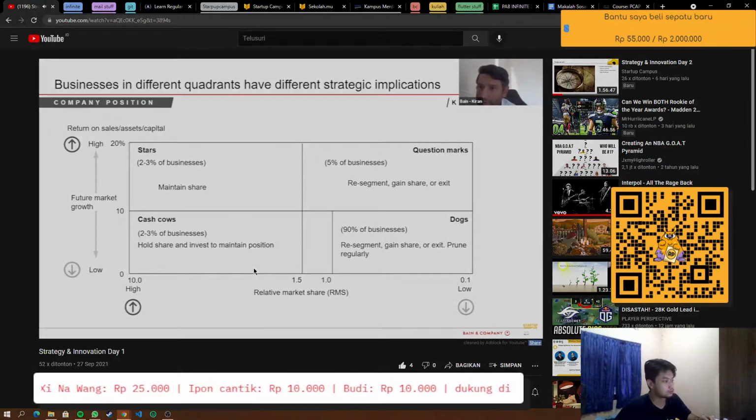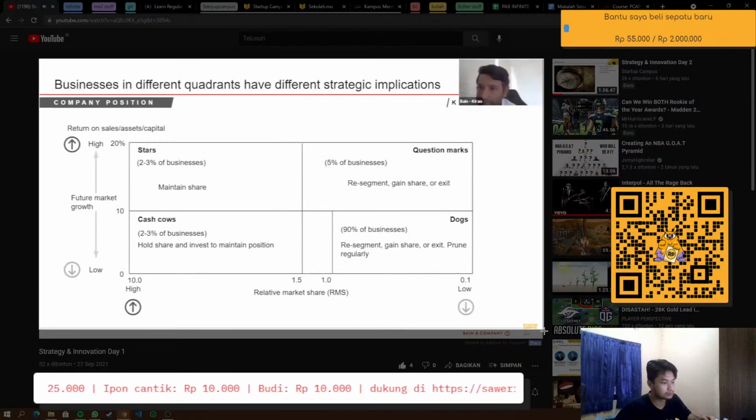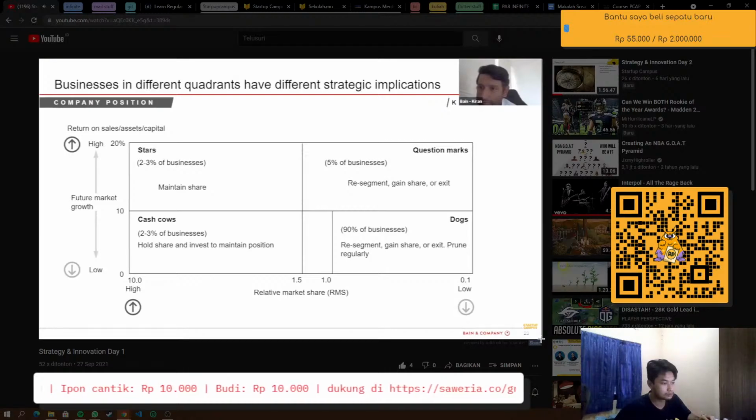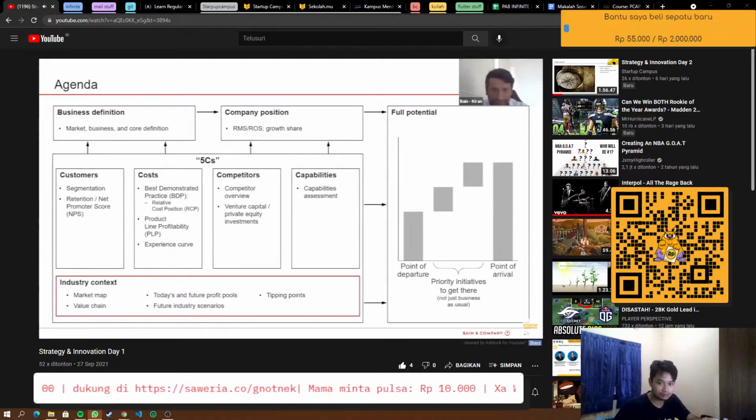So you want to figure out whether you want to gain share in that business or whether you want to decide for an exit. And then dogs, which typically account for a very large proportion of the business, are low market share, low growth. These are the businesses that you want to exit. So that's one framework that you could use.